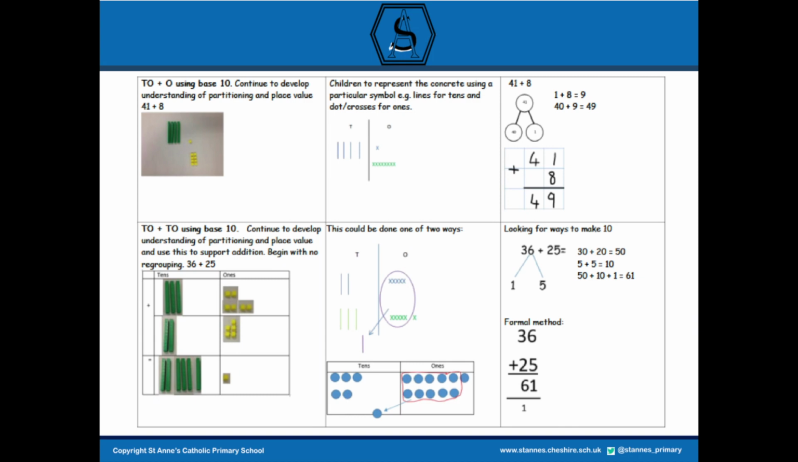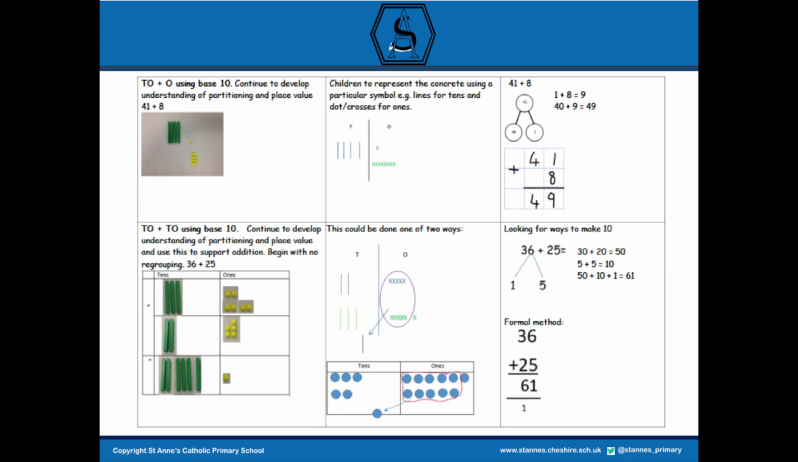To represent this in pictorial, we've got 4 tens drawn as sticks or lines, and we've got 1 one, and as you can see underneath there are 8 ones. Now the children will again just count up all the ones and add them to the 4 tens, which makes 49. The abstract, we've got the part whole model here and the formal column addition. The formal column addition is taught from Inspire Maths Book 1, which is in year 1, probably towards the end, summer term year 1, and then it'll continue into year 2.